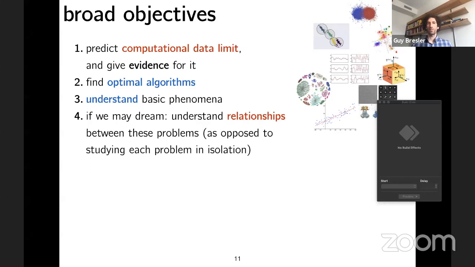At some more vague philosophical level, we'd like to understand the basic phenomena of what's going on here. Why are computational limits leading to a particular threshold for the amount of data that's needed? And finally, if we're to be really ambitious and to dream a bit, we might hope to understand relationships between these problems to try to understand, are these phenomena really the same? If we understand one problem, does that lead to an understanding of another? If we have algorithms for one problem, does that give us algorithms for another problem? And so forth.